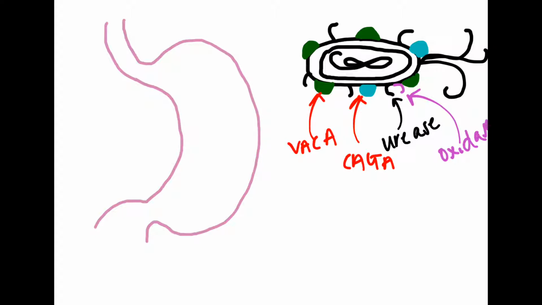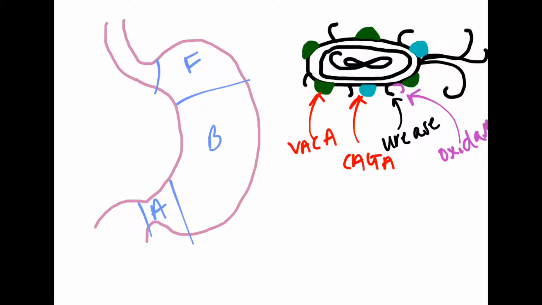Okay? Now, let's talk about the stomach. You know the stomach is divided into various parts. We have the fundus, body, antrum, and pylorus. Okay, so if we were to separate it like that, this is the fundus, this is the body, and this is the antrum.